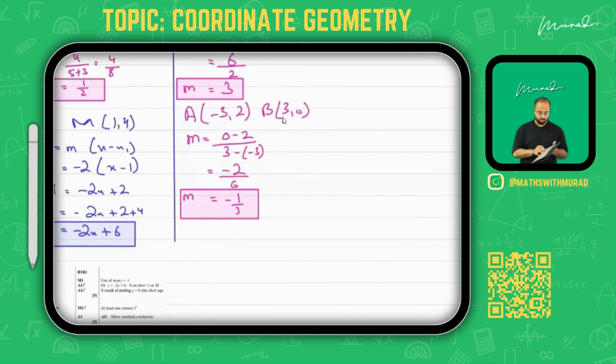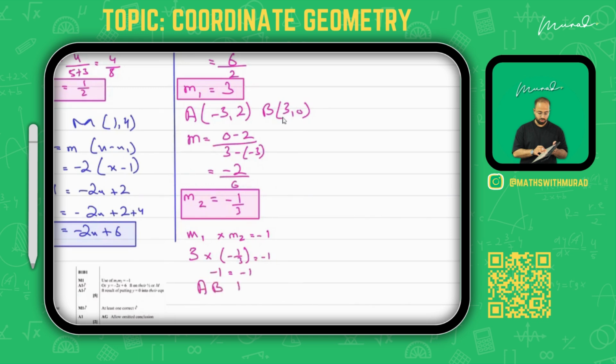Now moving forward, I'll try to use this equation. So this was my m1, this is my m2. m1 multiplied by m2 is equal to minus 1 if both of the lines are perpendicular, and this is the main thing you need to follow. If after putting in the value of m1 and the value of m2 you get an answer of -1, that means you have proved yes, they are perpendicular. So the value of m1 is 3, the value of m2 is -1 upon 3. So obviously you are getting -1. That means AB is perpendicular to BC. So that is going to be your answer right now.